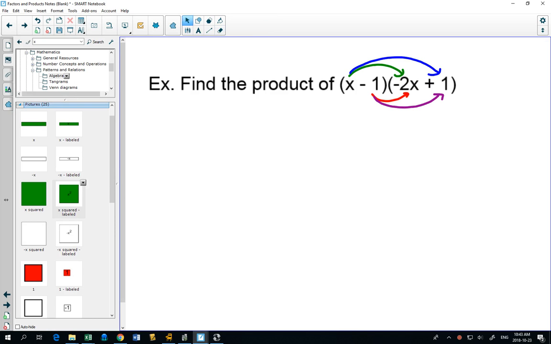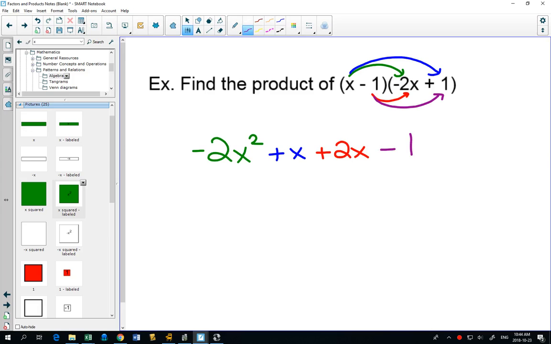Okay, so for this one, if I multiply my green ones, x times negative 2x, negative 2x squared. My blue one, x times 1, plus x. My red one, negative 1 times negative 2x, plus 2x, and my purple one, negative 1. So in the end, when I combine my like terms, my green one stays the same, my red and my blue one will get combined, and my purple one stays the same.